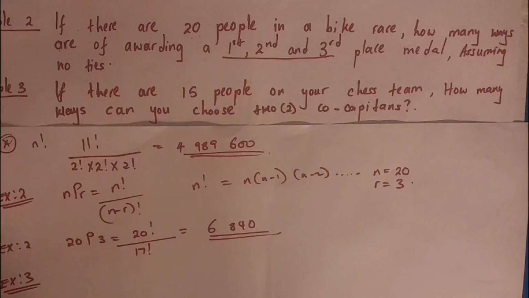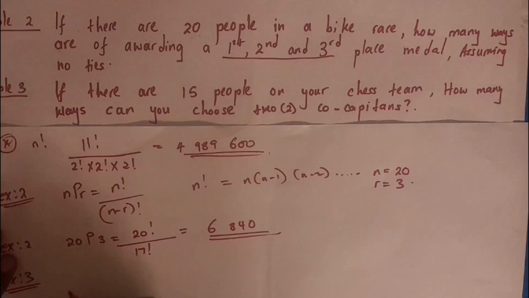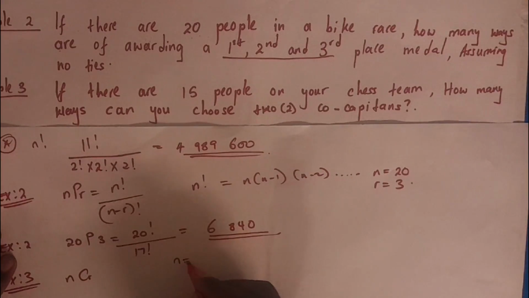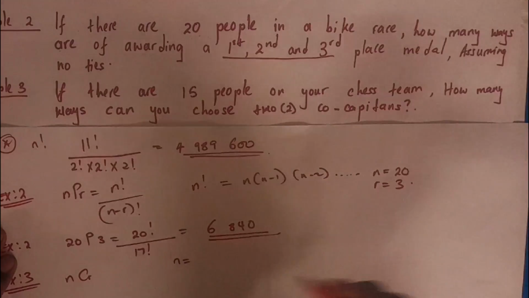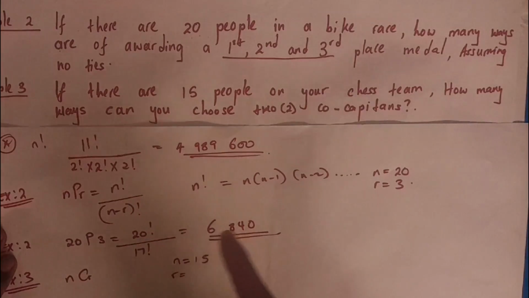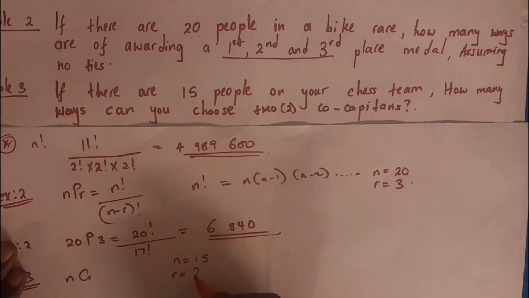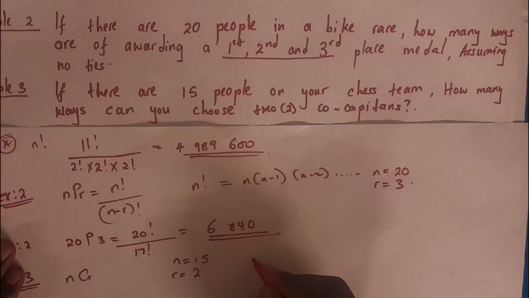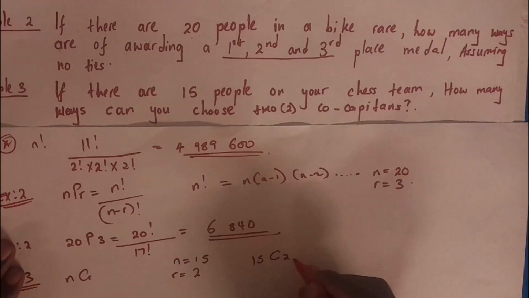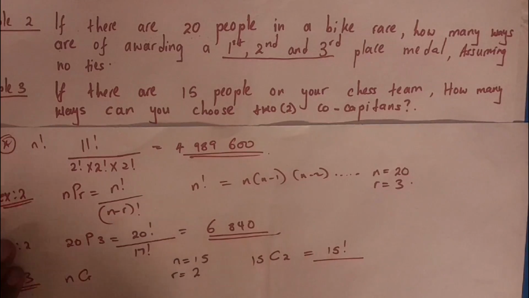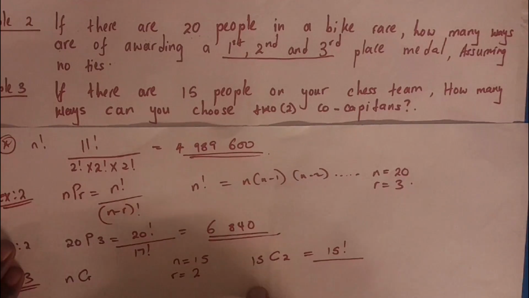So now we are going to use the combination formula, which says n choose r. From the given data, n is the total number of people, the total number of objects, that's 15, and then r is the number of ways to choose. So we are choosing 2 people from 15, which is 2. Substituting in our formula, it's 15 choose 2.